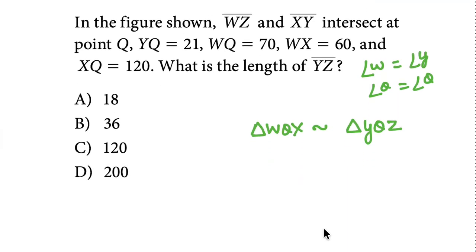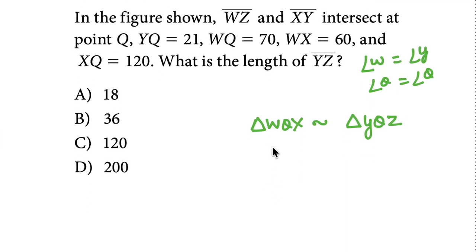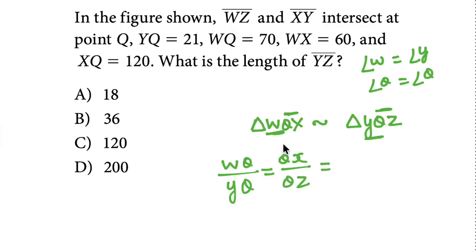Now when two triangles are similar, their ratios are equal. How? First two over first two. WQ over YQ is equal to QX over QZ, which is equal to WX over YZ. Right? Now we have written the ratios.